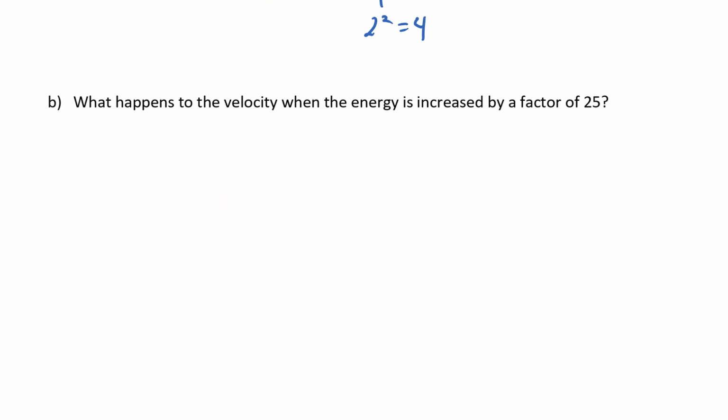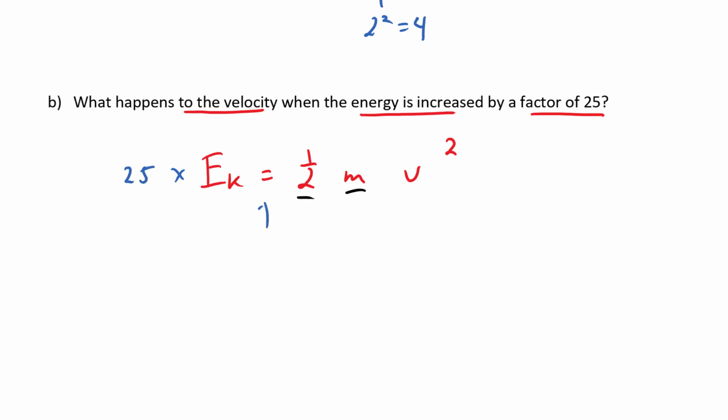Let's examine another situation. Kinetic energy equals 1/2 the mass times the velocity squared. So what happens to the velocity when the energy is increased by a factor of 25? So again, these values will remain constant. I'm increasing my energy by 25. So I have to increase this side by 25, but I'm increasing the velocity. What do I do? I multiply my velocity by 5. Why? Because you're squaring the 5. 5 squared is 25.